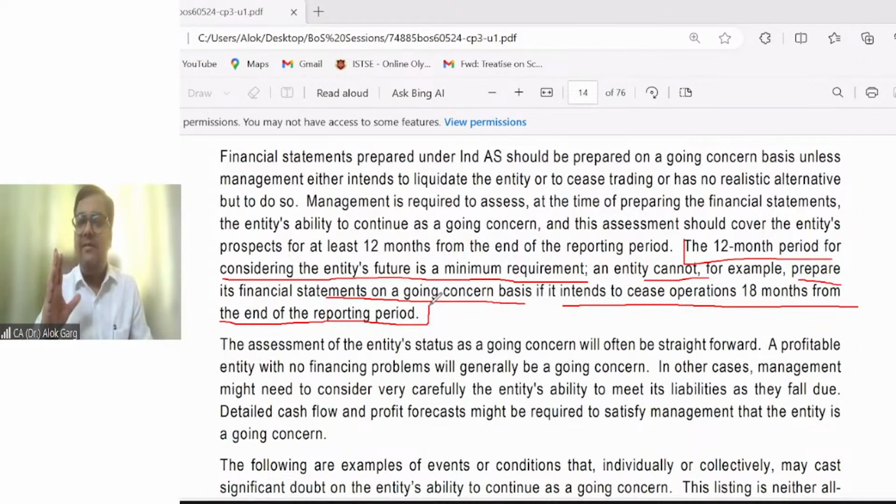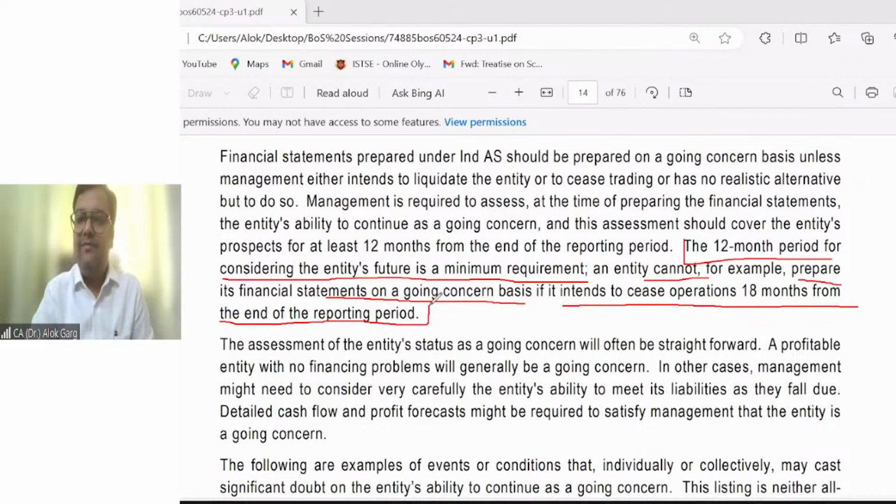So what it says is that in the assessment of a going concern requirement, this 12-month period is the minimum period, right? You cannot say that I have visibility only for the next 6 months, not for the next 12 months. So at least you should have the visibility of the next 12 months. But if you have complete visibility of the next 18 months that you are going to shut down your business, then what will you do? Of course, you will not prepare your accounts on a going concern basis.